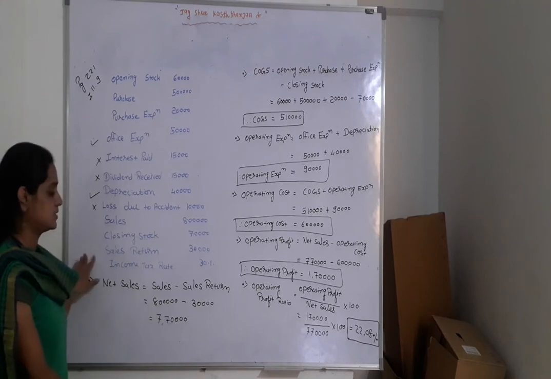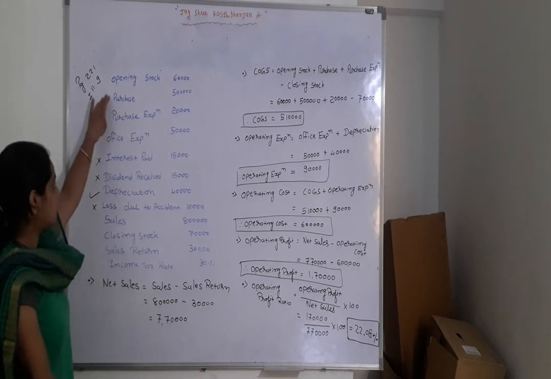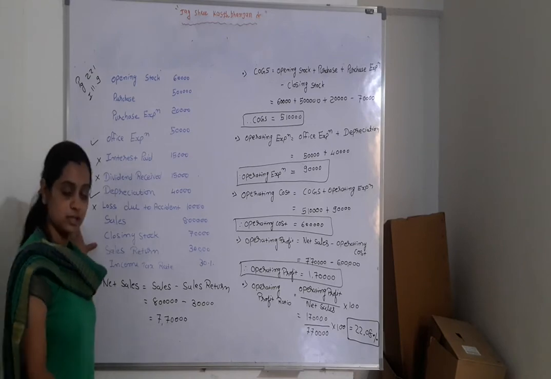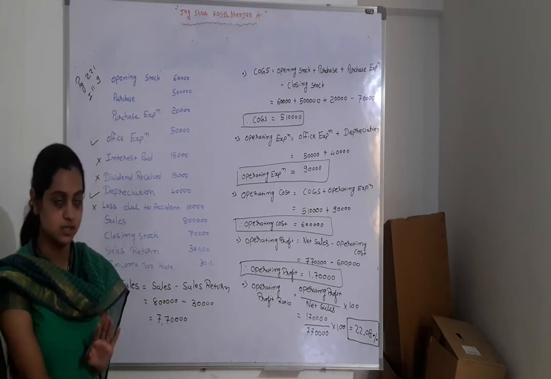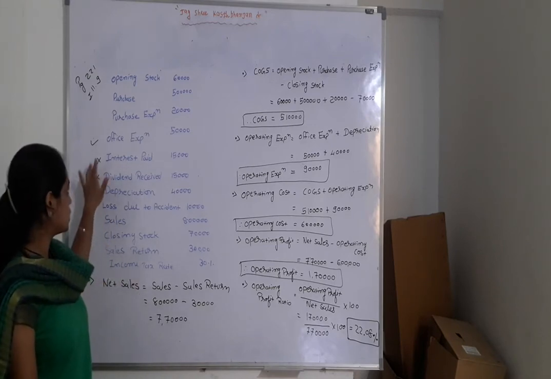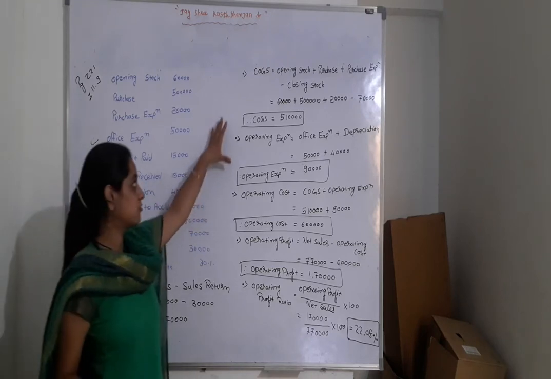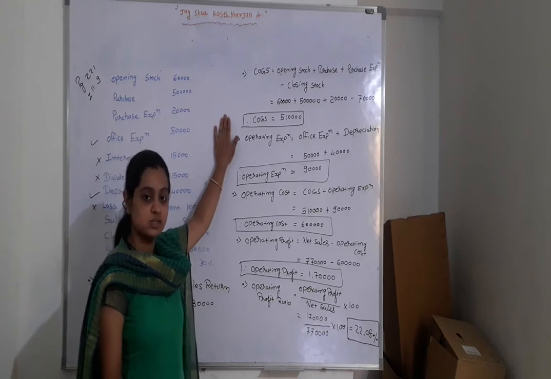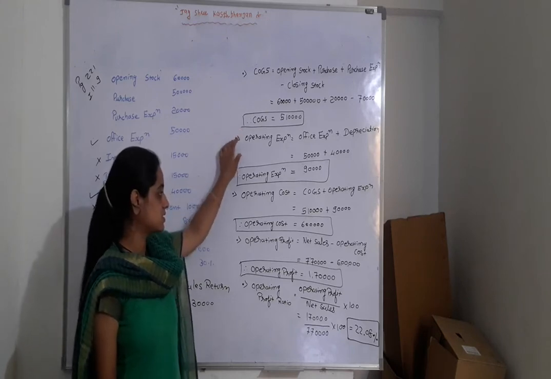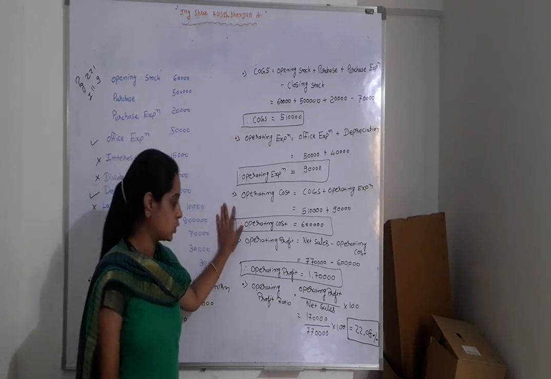See, they have given all this thing. They have given opening stock, purchase expense and closing stock. That means we have to find COGS, right? And depreciation and office expense are for operating expense. So if we total both the things, COGS and operating expense, then we'll get operating cost.